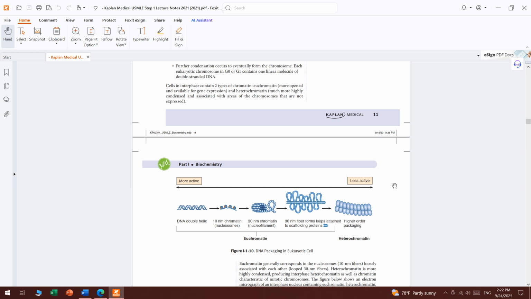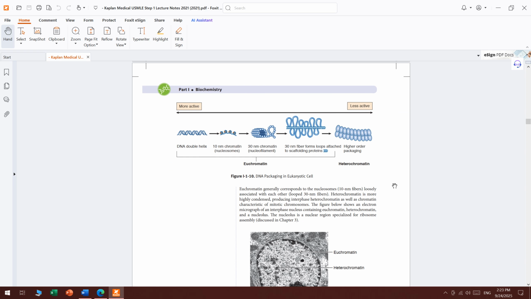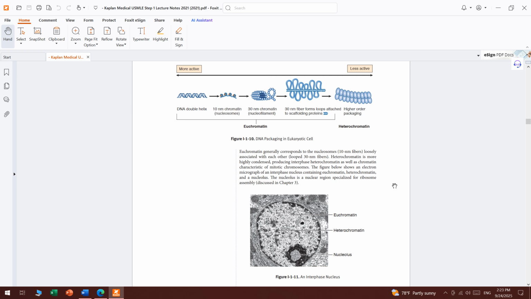The packaging of DNA in eukaryotic cells thus progresses from a double helix to 10 nanometers chromatin, then to 30 nanometers chromatin, and finally to higher order packaging where the 30 nanometers fiber forms loops attached to scaffolding proteins, resulting in the visible chromosome. The nucleolus is another prominent structure within the interphase nucleus. It is a specialized, non-membrane-bound nuclear region primarily responsible for the synthesis of ribosomal RNA and the assembly of ribosomes, which are essential for protein synthesis. It is often surrounded by heterochromatin.